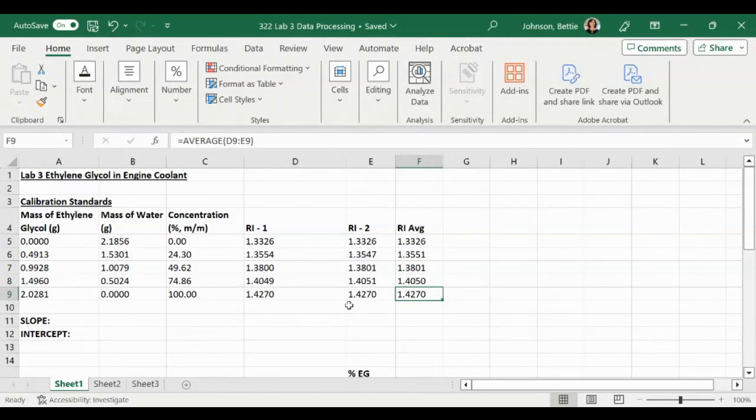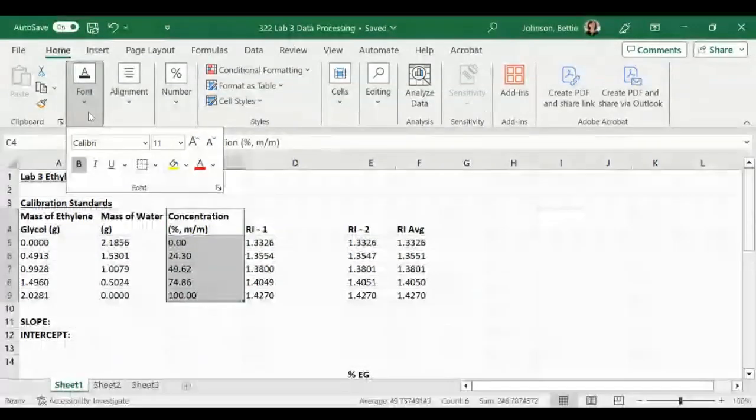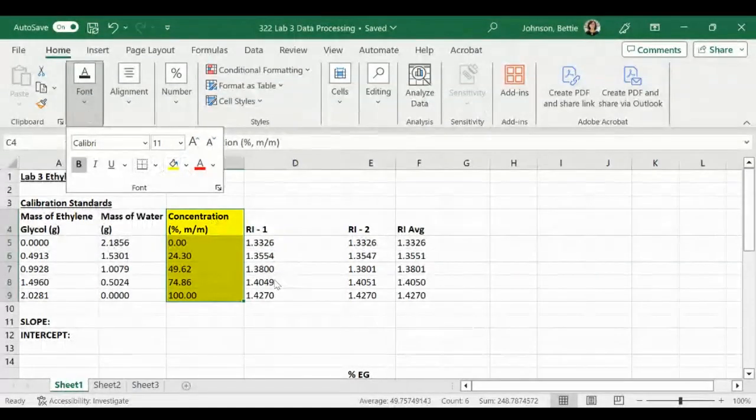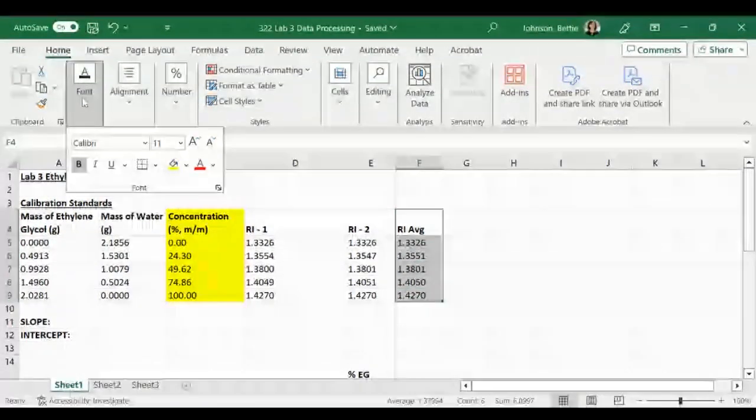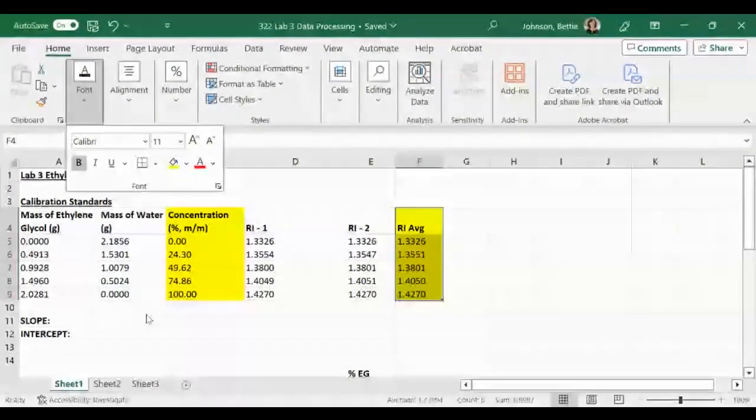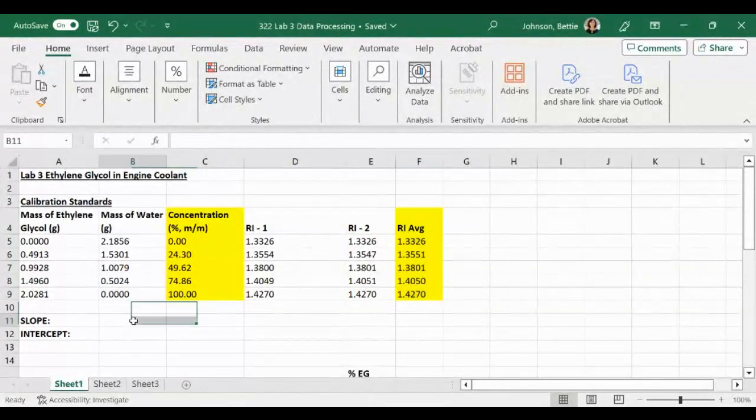You can see it's calculating the average of the two values in each subsequent cell. So now we have our calibration curve data. The X data is the percent of ethylene glycol in each of the standards, and the Y data is the average refractive index for each of the standards. Now I'm ready to calculate the slope of the graph from that data.